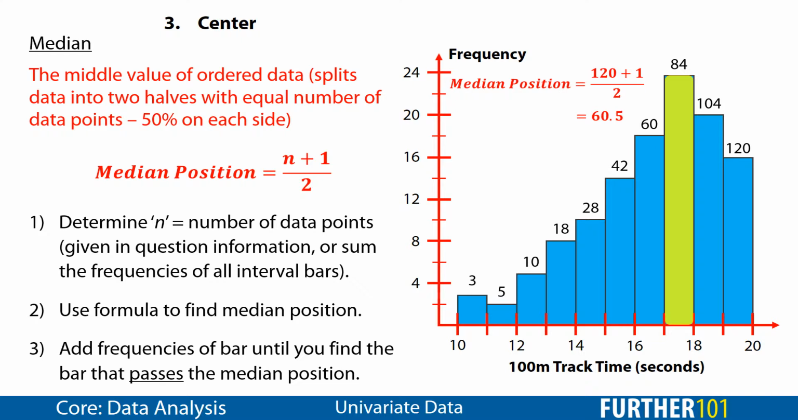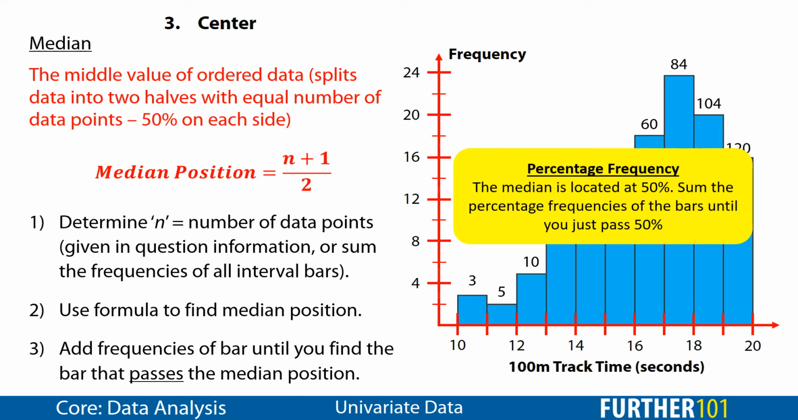Now you might be wondering what to do if the y-axis is a percentage frequency. Well, going back to our definition of the median, as the middle number that splits the data into two equal halves, the median is always located at the cumulative percentage frequency of 50%. In this case, no formula is needed. Add the percentage frequencies from left until you find the bar that passes 50%. This is your median interval.